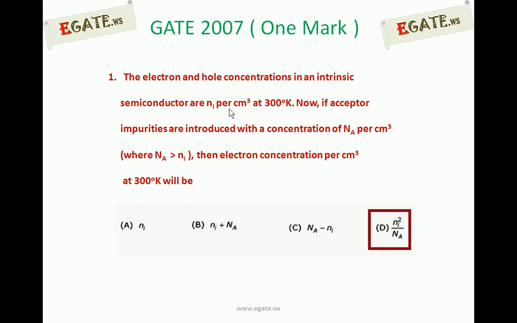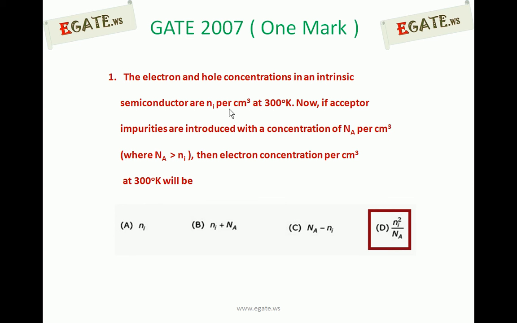So, for an intrinsic semiconductor, acceptor impurities are being added. Whenever acceptor impurities are added to an intrinsic or pure semiconductor, it becomes a p-type semiconductor. In a p-type semiconductor, electron concentration is nothing but the minority carrier concentration. So we are going to calculate the minority carrier concentration, where the majority carrier concentration is nothing but holes. They are approximately equal to Na itself for a p-type semiconductor.